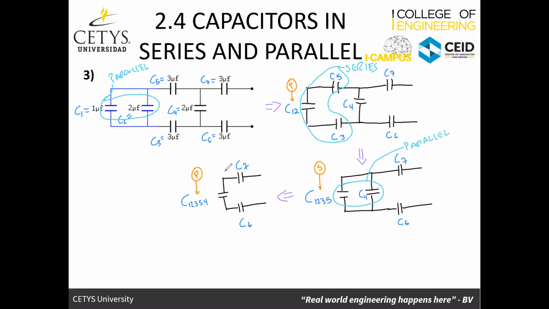And the last one: all of these three are in series. And that's going to give us just one capacitor here, which is going to be C1, 2, 3, 5, 4, 6, 7, which is actually the total capacitance that we're looking for. And this is coming out of a series connection.